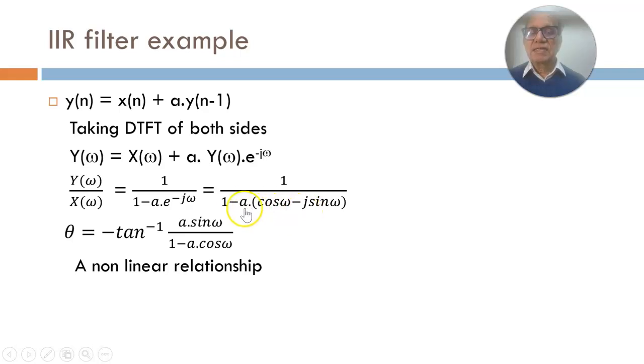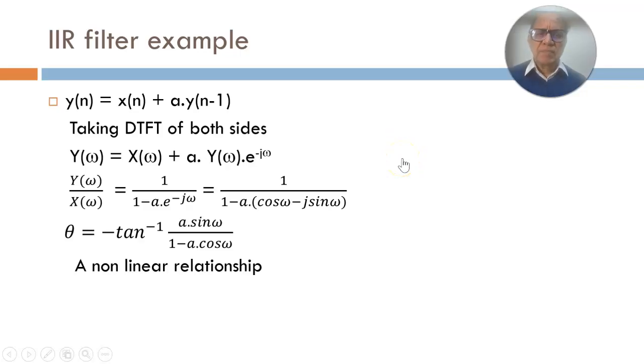And you can see in this case that when you expand this, this becomes 1 minus a cos omega plus a j sin omega. So the coefficient of the imaginary term is a sine omega. So theta is given by minus tangent inverse of a sine omega divided by 1 minus a cos omega. And this is clearly a non-linear relationship between theta and omega. So one disadvantage of the IIR filter is that it has a non-linear phase relationship with respect to omega.